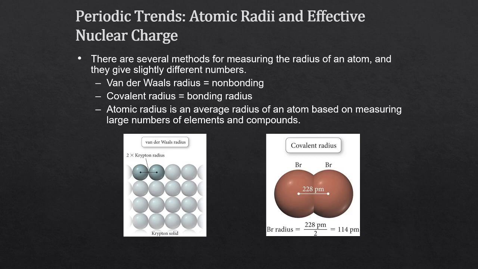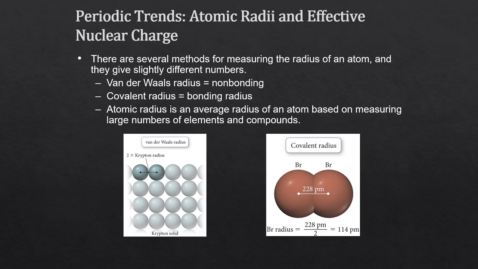These are both related to the size of our atom. So to start with, there are several methods for measuring the radius of an atom, and they all give you slightly different numbers. This is what can be tricky about it: there are different ways to actually measure how big our atom is. For example, we can talk about the van der Waals radius. This has to do with the size of the atom when it's not bonded to other atoms.